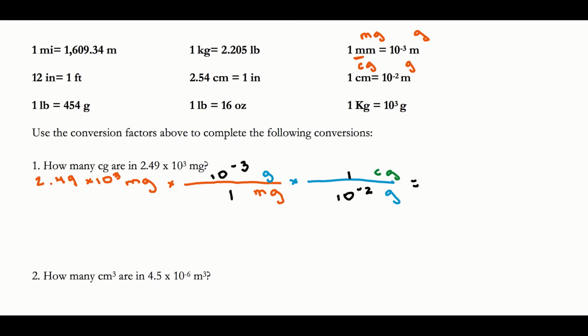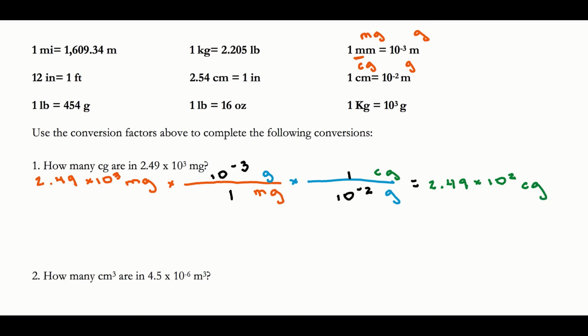Okay, so now I'm going to find my answer. I'm going to take 2.49 times 10 to the third. I'm going to multiply that by 10 to the negative third, and I'm going to divide that by 10 to the negative second. What I get for my final answer is 2.49 times 10 to the second. And my units are centigrams.